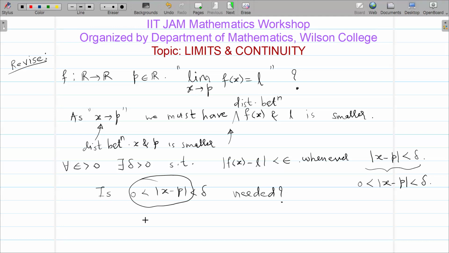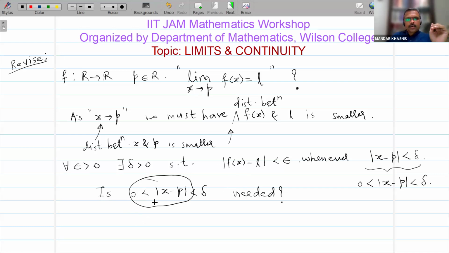Because if the distance is zero, x is equal to p. So if the function is not defined at p, then that doesn't imply that the limit does not exist. Yes, correct. Mukesh has got the point. So I'll just now elaborate.